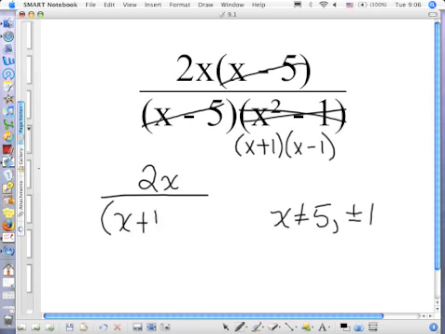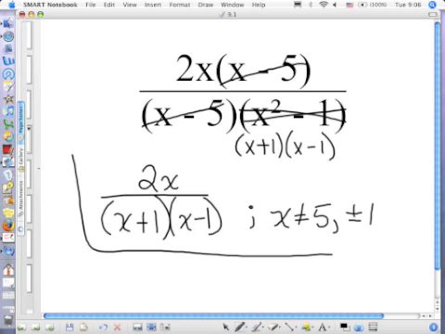We're starting easy and we're gradually getting harder. Factor, restrict, cancel. Which one's the answer? This whole thing is the answer. It reduces to this fraction as long as x is not 5, 1, or negative 1.